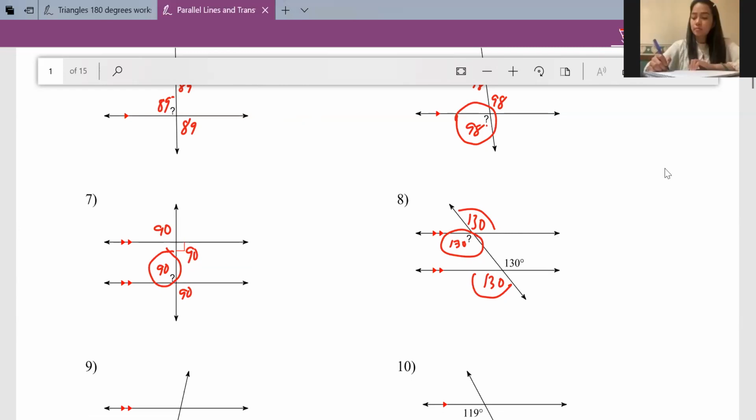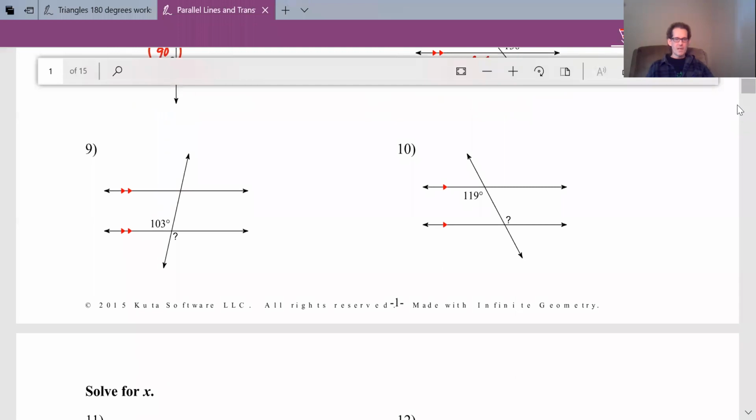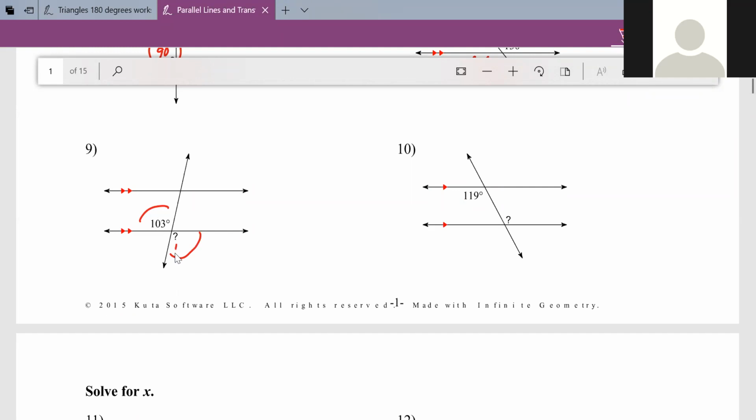Okay, let's look down at number 9. Okay, so here, this is the vertical angle theorem. This angle right here is above this angle right here. So that's 103. Then this is 103.